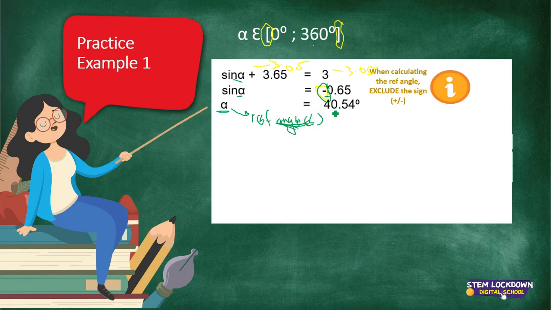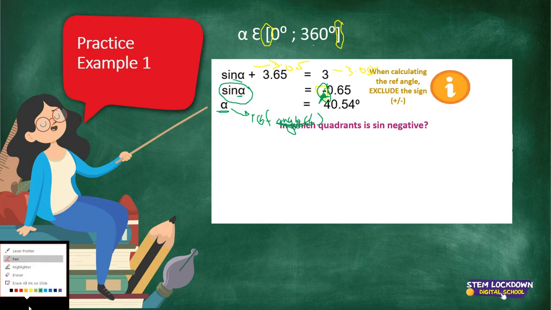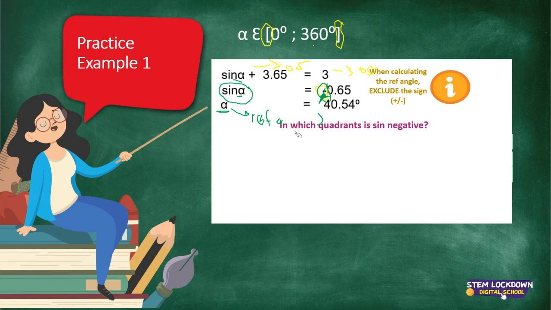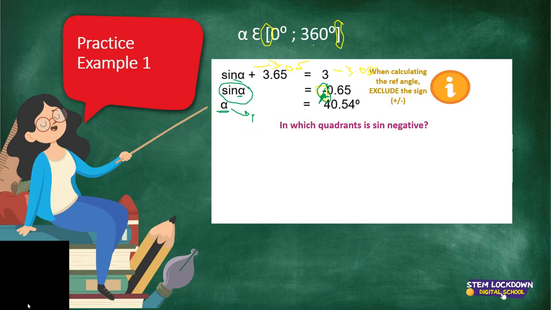So when you put that in your calculator, you get 40.54 degrees. And then here's where the sign comes into play. Your initial equation said that sine of alpha is negative 0.65. Now you ask yourself, in which quadrant is sine negative? Let me just clear that out. Right, here we go.